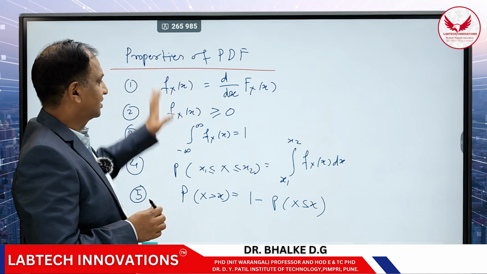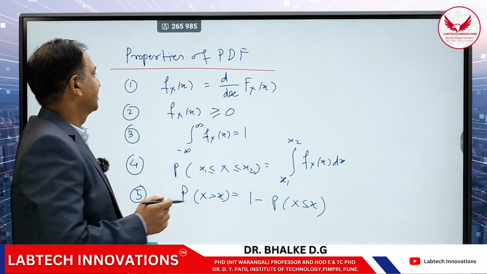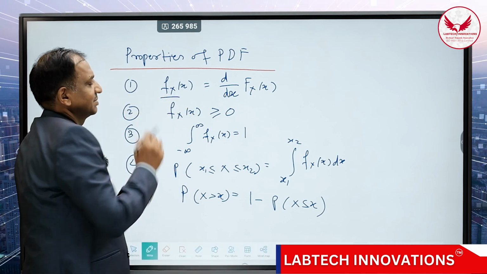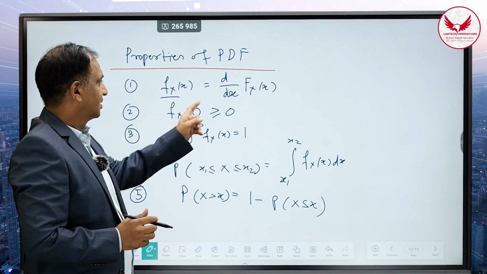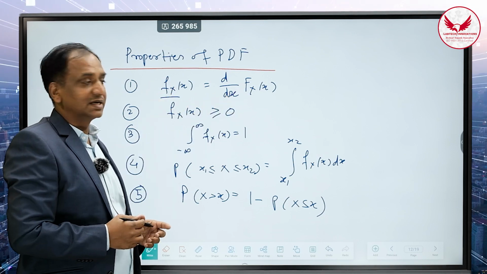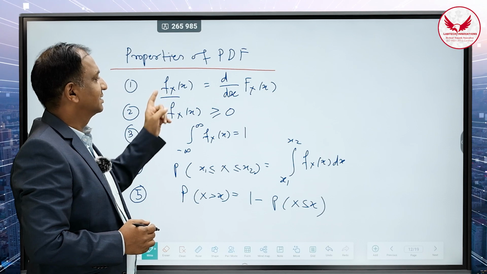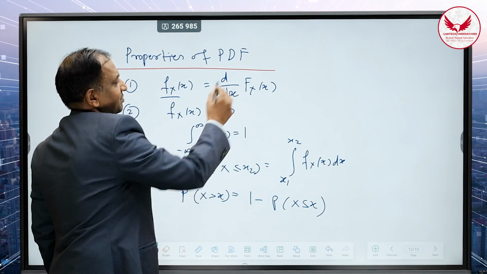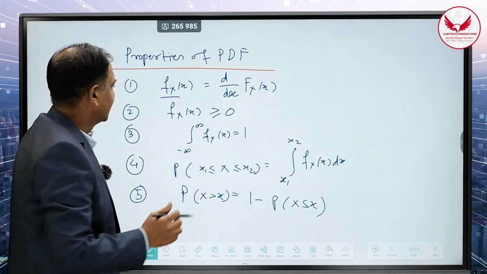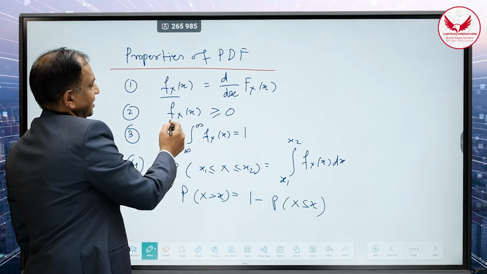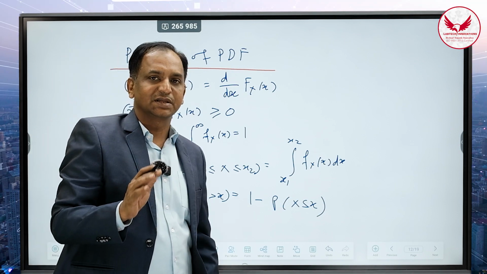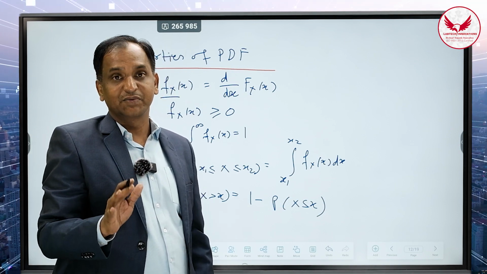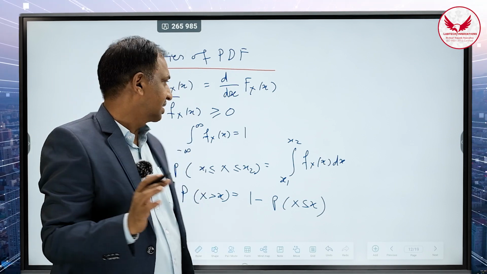So the first property is the relationship between the PDF, which is represented by small fx of x, and the CDF, capital Fx of x. Always, the probability density function is the derivative of the cumulative distribution function. The second important property is that the values of the probability density function are always greater than or equal to 0. They are never negative.